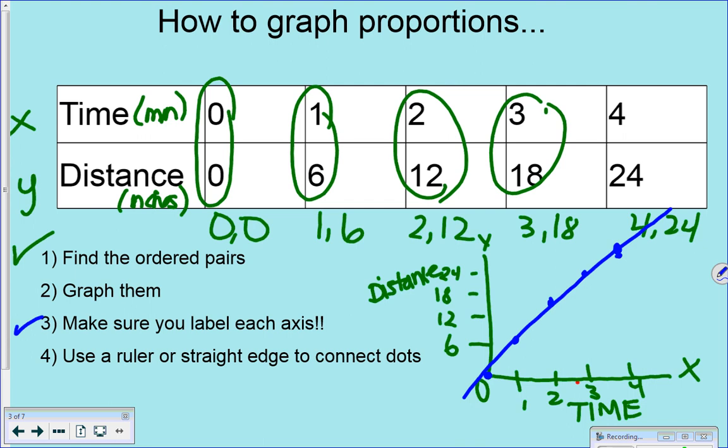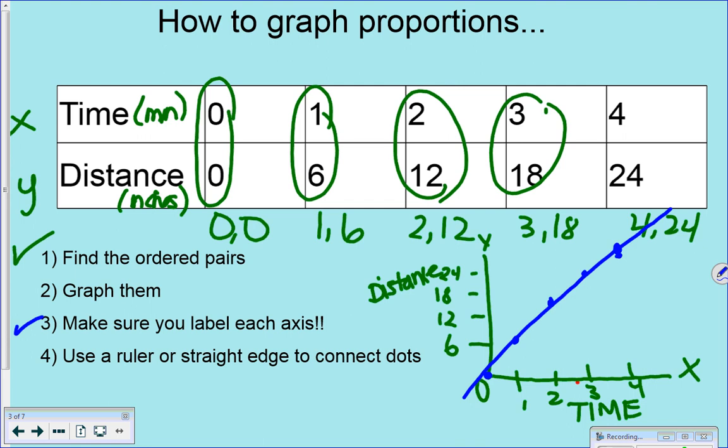What was my interval here? 6. You have to use the same interval. If you don't, then everything's not going to look like it's in proportion. You can't say, oh, I want to go by 1, and then 6, and then 10, and then 13, and then 1. You cannot do that. It has to be the same interval. That is the biggest thing you have to remember.